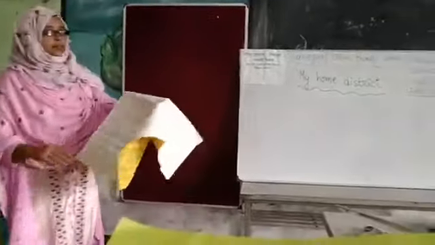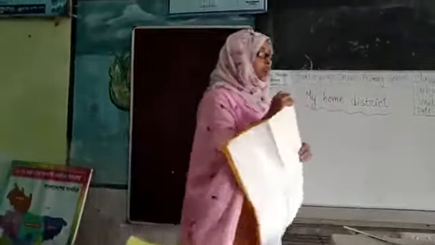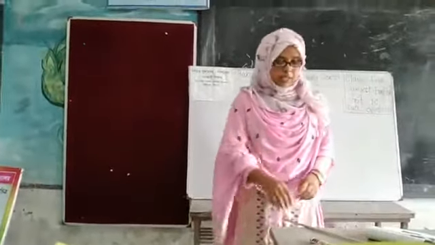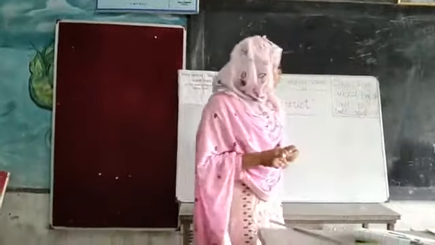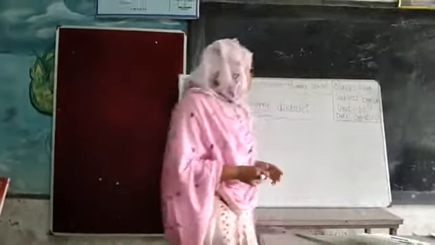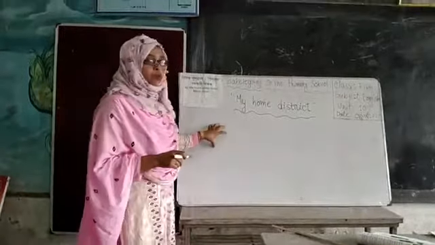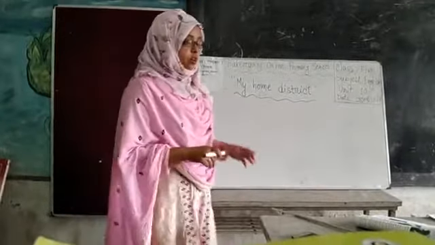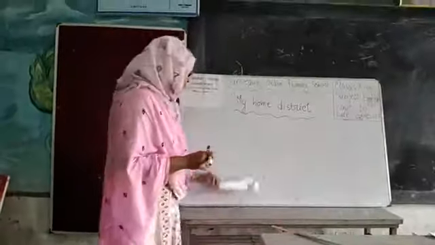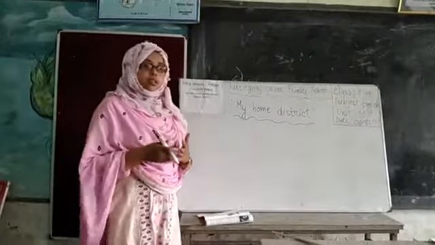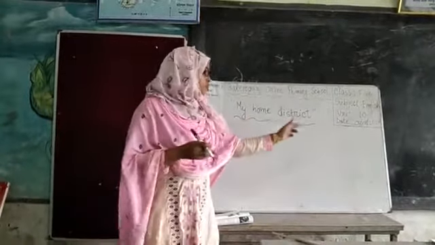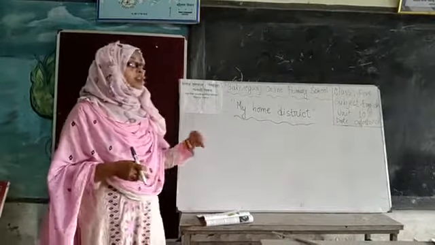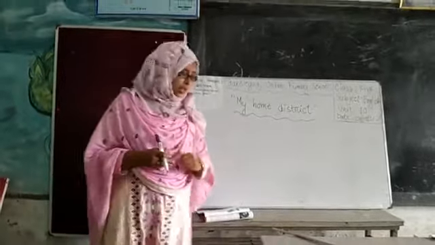So my dear learners, I hope all of you can understand this lesson. Now I will give you some homework. Please open your exercise book, I want to write some sentences on the board. Write the sentences in your exercise book. If the sentence is correct, then you will write true in front of the line. And if the sentence is incorrect, then you will write false in front of the line.